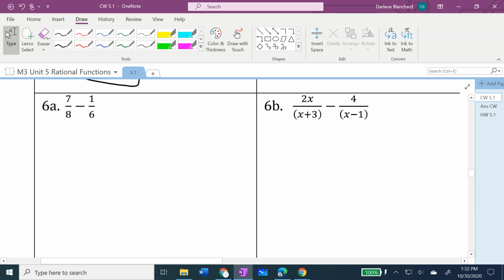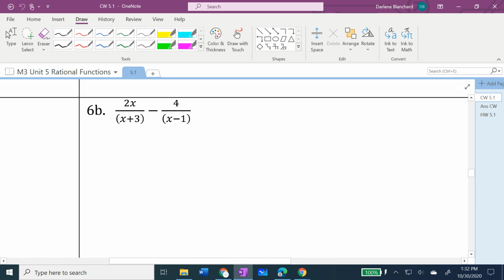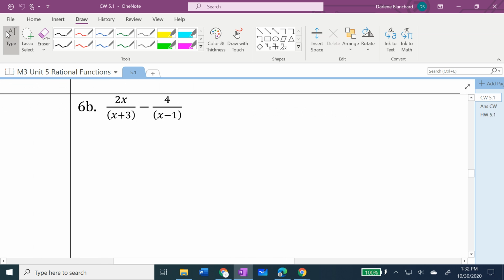Okay, now subtraction is basically the same thing as addition. Do you agree? So I'm going to actually skip 6a and just go over to 6b. And you can do 6a on your own. I've got the answers up. And I have no factors in common here.